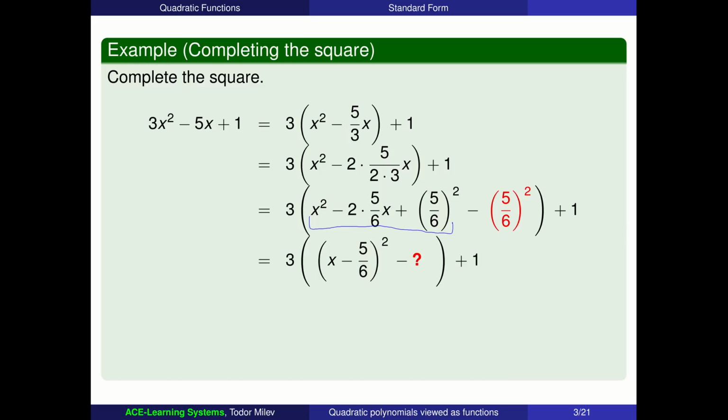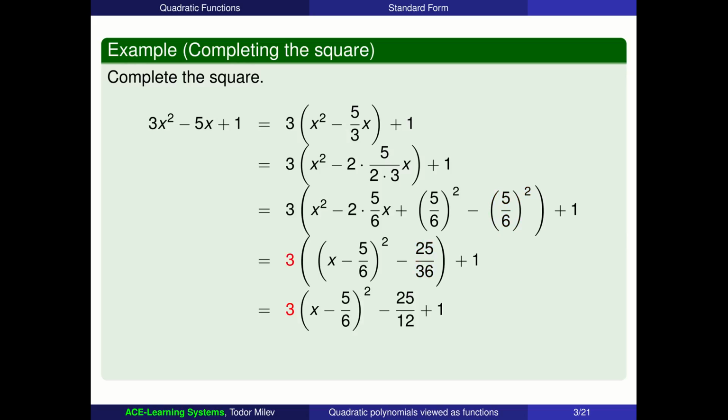Okay, now what happens when we take 5/6 and square it? Well, 5 squared is 25 and 6 squared is 36, so there we get 25/36. We are essentially done with completing the square, or at least with the difficult part of it, but perhaps the very final step we do is to distribute. So to take the number 3 and multiply it out by this guy and by that guy. So let's do the last step.